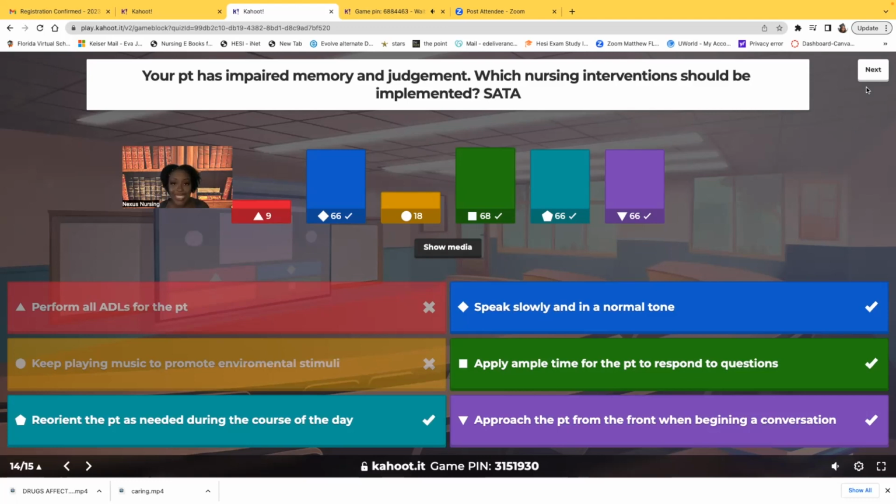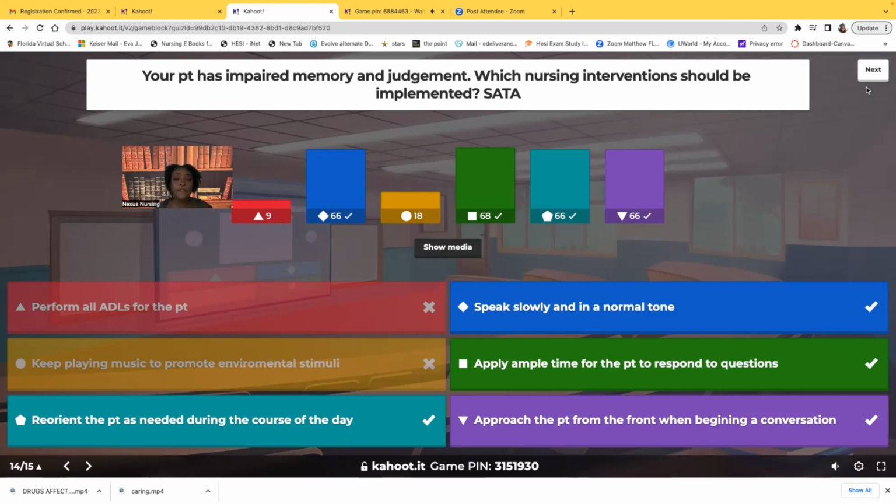Don't yell. They're not deaf, right? They've got neurocognitive deficits, but they're not deaf. So you want to speak slowly, but in a normal tone. You want to apply ample time for them to respond to your question. So not only are you going to speak slowly in a normal tone, pause, give them enough time to formulate their thoughts so that they can answer any questions that you have, or if they're having a conversation with you, allow them time to formulate their thoughts. Remember, they have cognitive deficits, their thinking has slowed down.